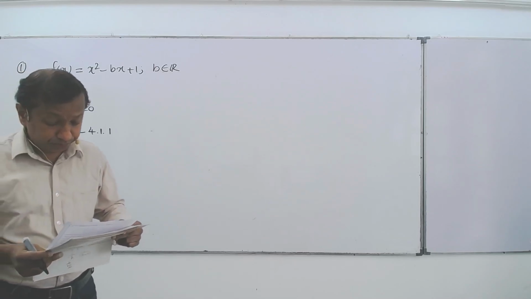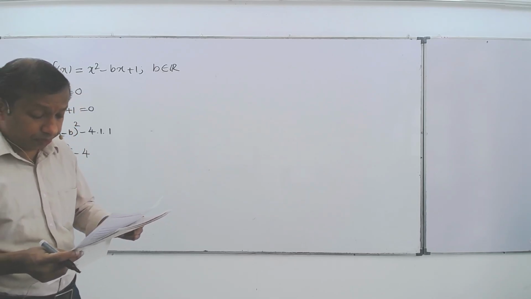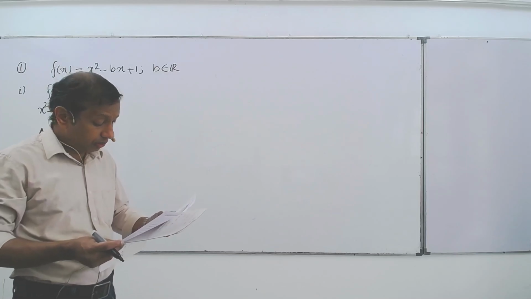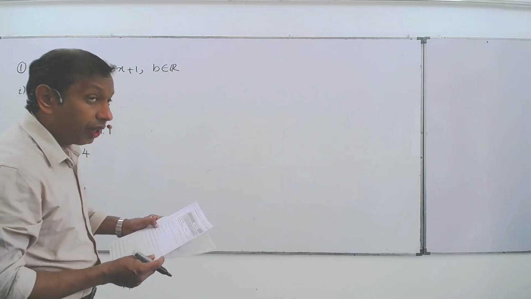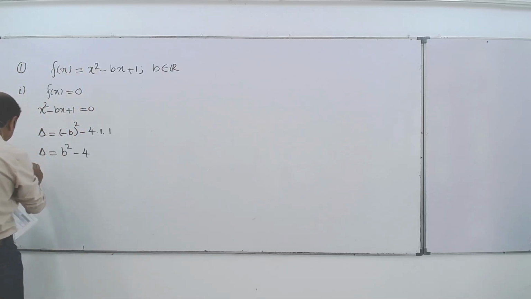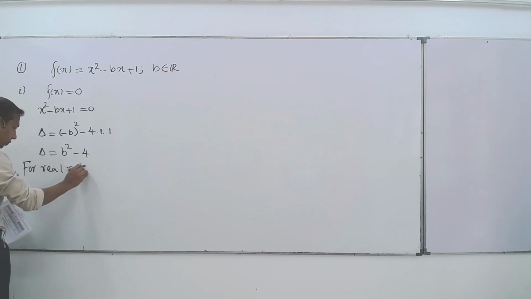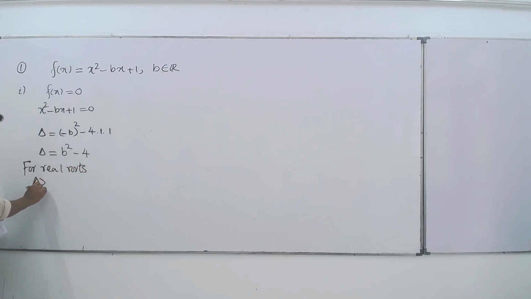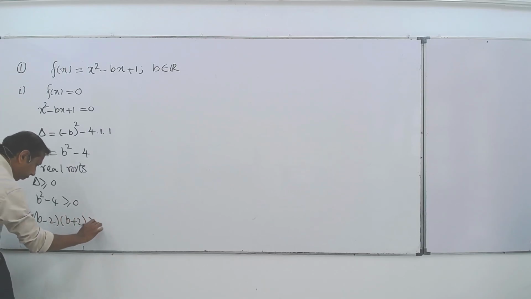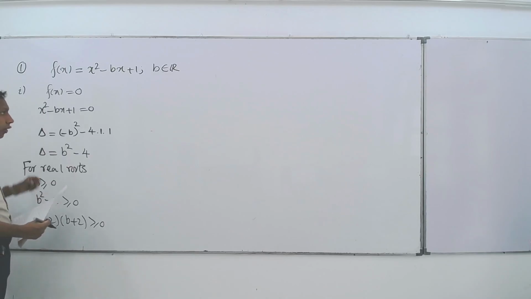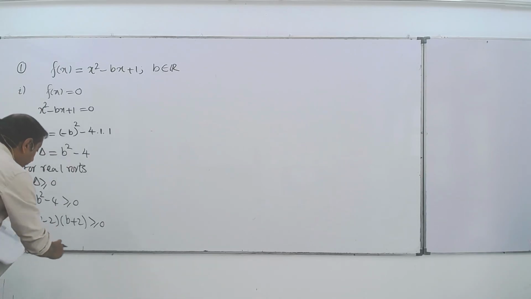Right. Hence find the range of values of b such that f(x) equals 0 has real roots. For real roots, we know delta should be greater than or equal to 0. Delta is b squared minus 4 greater than or equal to 0. (b minus 2)(b plus 2) are the factors, greater than or equal to 0. Now we can find the range.